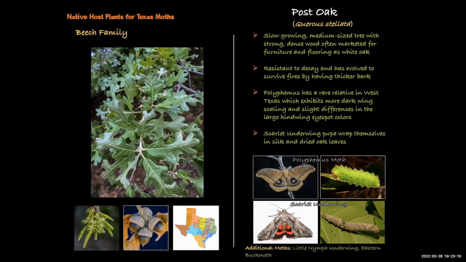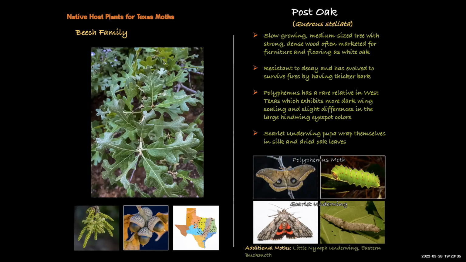Post oak is one of our favorite oaks. It is, like all oaks, slow growing. It is a medium-sized tree, and the wood is often prized for furniture and for flooring. It's also marketed as white oak. It is one of our white oaks. It is very resistant to decay, and it has evolved to survive wildfires because it has a much thicker bark than other oaks.